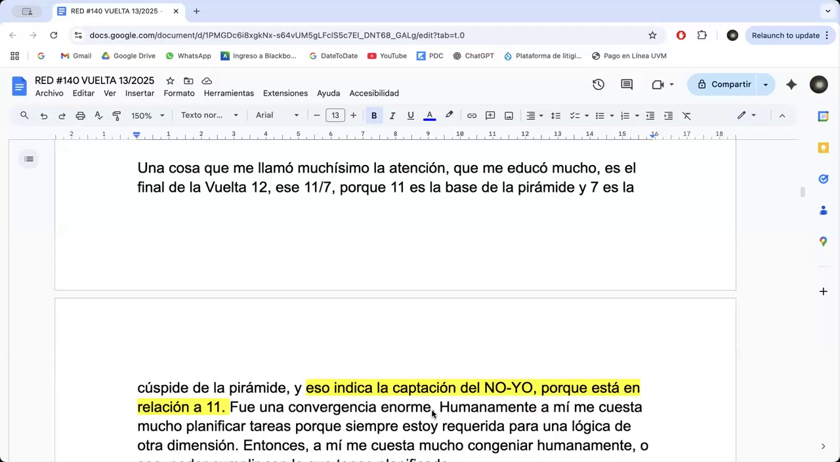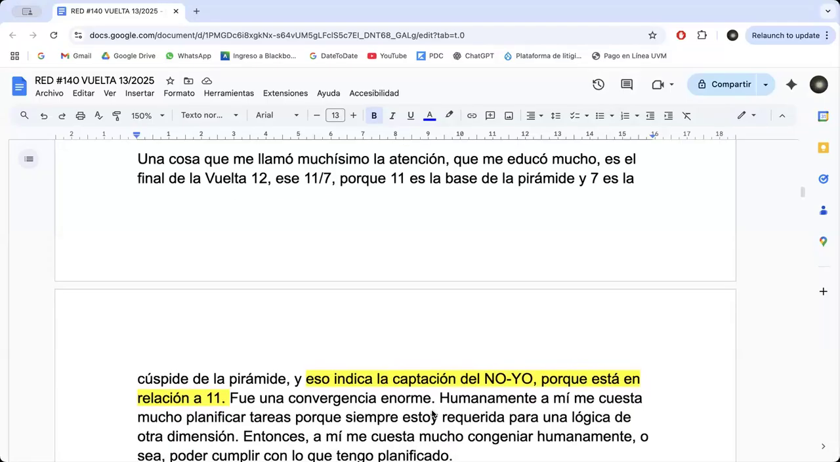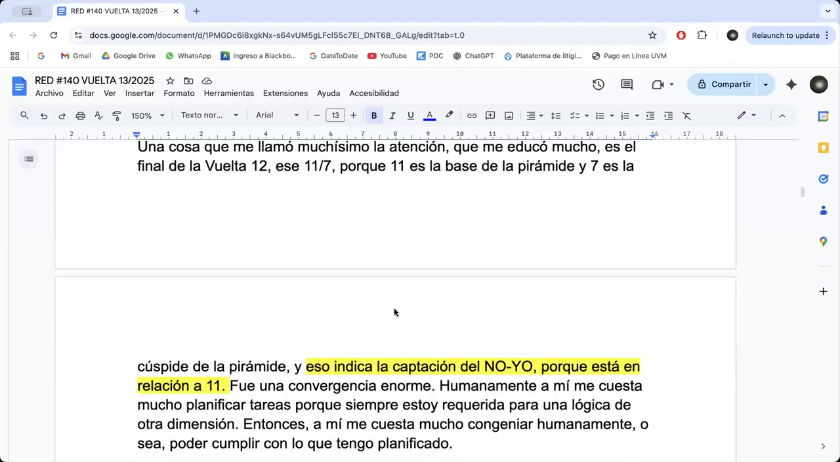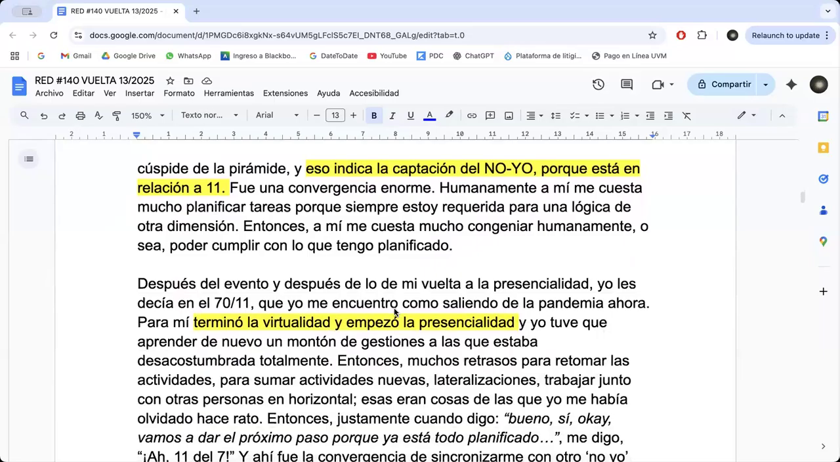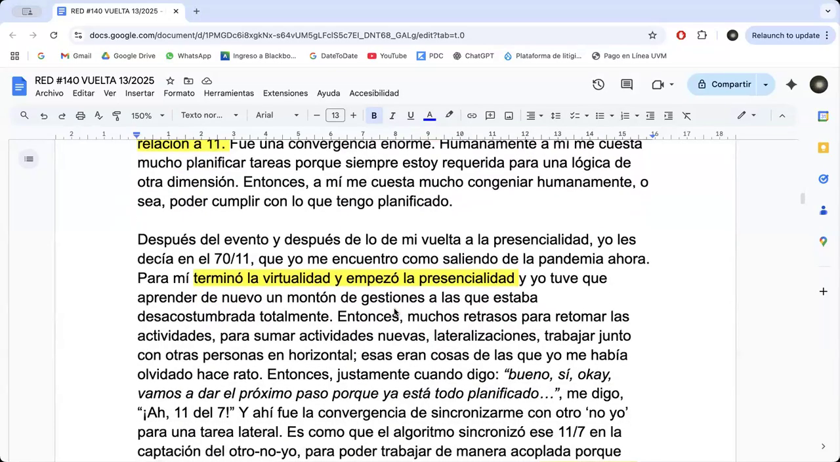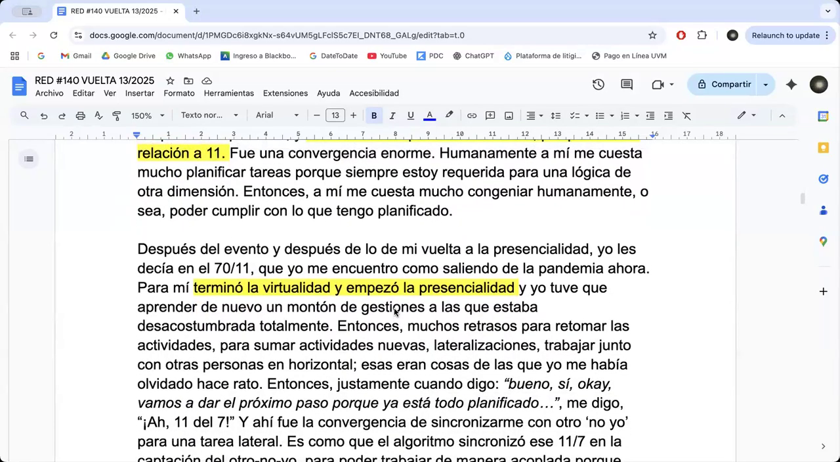Another thing that Alice said that educated her a lot and captured her attention was that the end of lap 12 was the 11th of July, which is 11-7, right? 11 is the base of the pyramid and 7 is the top of the pyramid. And that is indicating towards the picking up or the captation of someone who isn't me, because we are talking about something that is in relation to 11. So that was a great convergence.